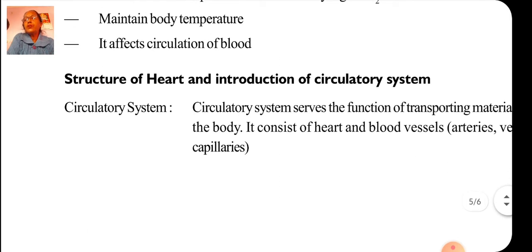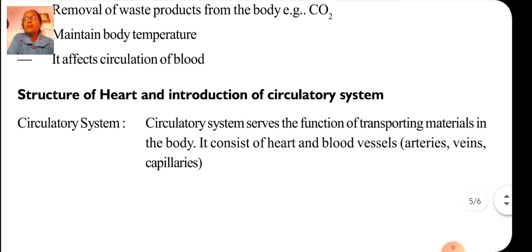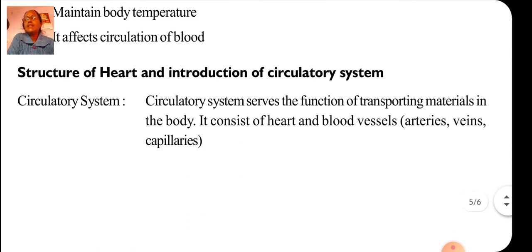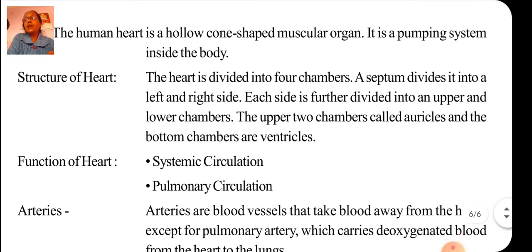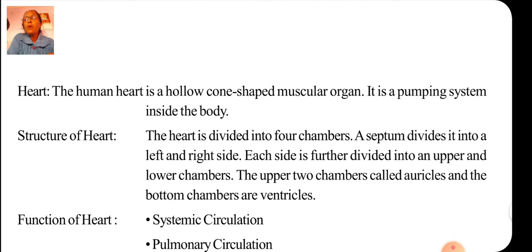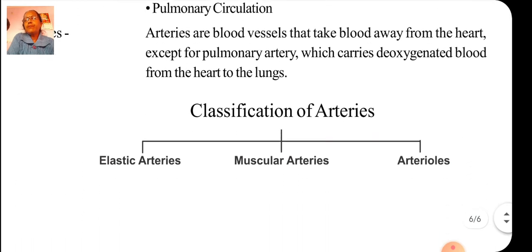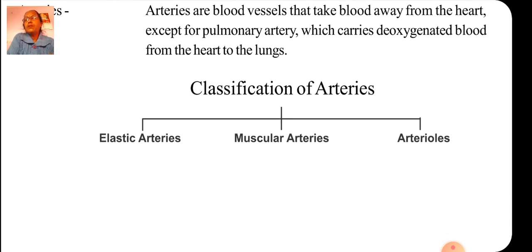Structure of the heart and introduction to the circulatory system. Now see the circulatory system. The circulatory system serves the function of transporting materials in the body. It consists of the heart and blood vessels like arteries, veins and capillaries. Now, the heart. The human heart is a hollow cone-shaped muscular organ. It is a pumping system inside the body. Structure of the heart, functions of the heart, arteries. Now, classification of arteries. What are they? Like elastic arteries, muscular arteries and arterioles.